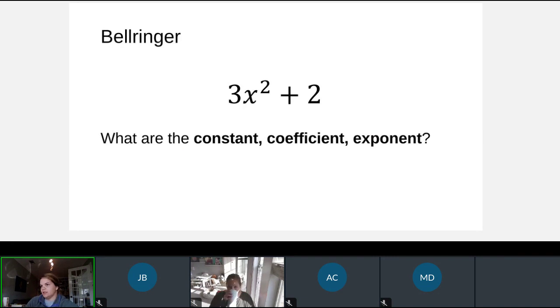There are 3 words here. We have the word constant, we have coefficient, and we have exponent. So I want you to tell me what is the constant. So you can say constant equals whatever, coefficient equals, exponent equals. I'm going to give you 1 minute to do that. Don't hit enter yet. We're going to waterfall our answers all at the same time.